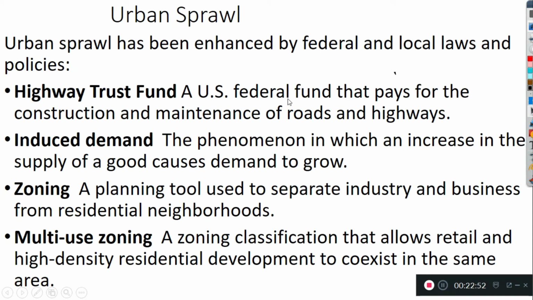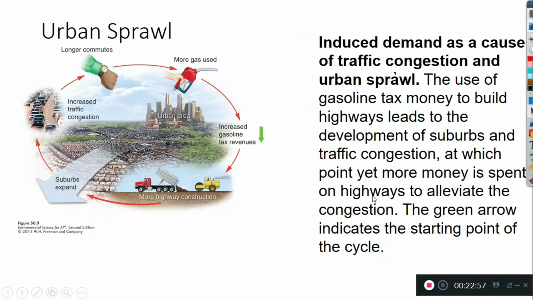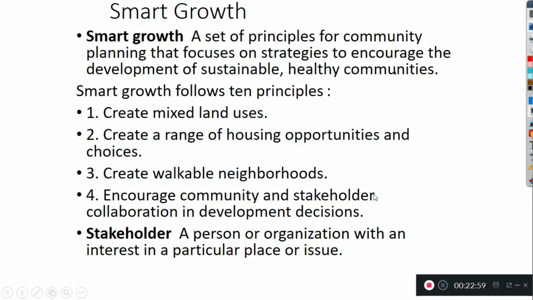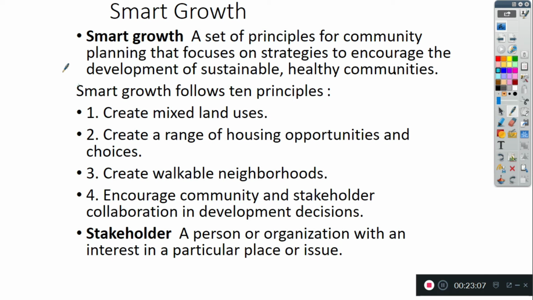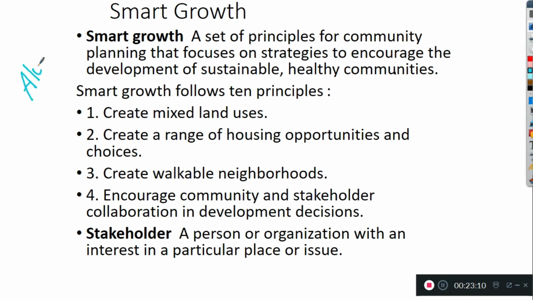Again, talks a little bit about it. You don't have to know the Highway Trust Fund, but these are all things that go into that urban sprawl. So we're going to skip over that. The smart growth, just know that we want to create places that people want to move back into the cities. So the main thing that it doesn't mention in this slide is we always want to build up, not out.